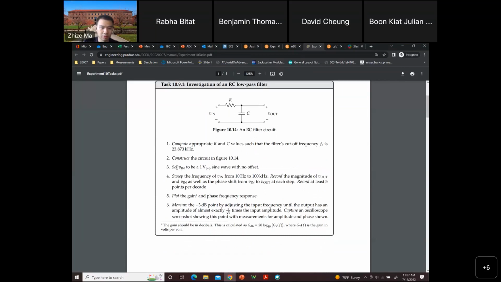For the input, you're going to give a 1 volt VPP sine wave. Then you're going to measure both input and output by using the oscilloscope. For step 5, you're going to plot the gain and phase response plot. So that's the magnitude response I mentioned.